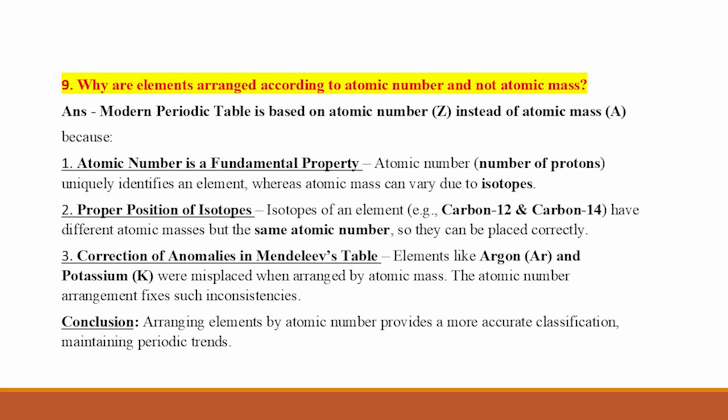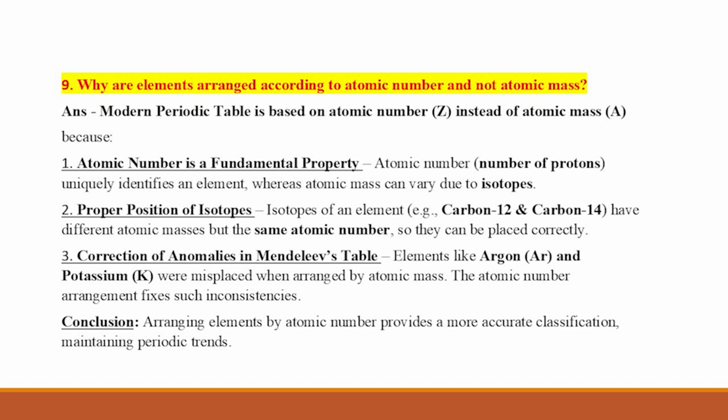2. Proper position of isotopes of an element. Example: carbon-12 and carbon-14 have different atomic masses but the same atomic number, so they can be placed correctly. 3. Correction of anomalies in Mendeleev's table. Elements like argon, Ar, and potassium, K, were misplaced when arranged by atomic mass. The atomic number arrangement fixes such inconsistencies.